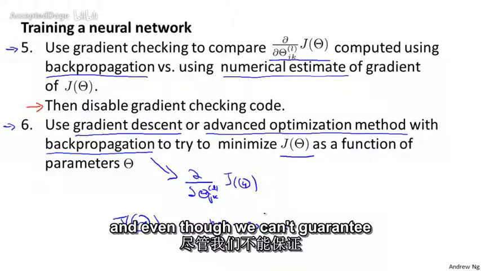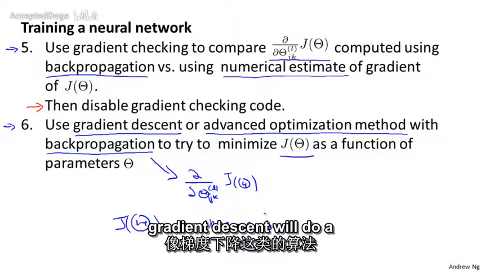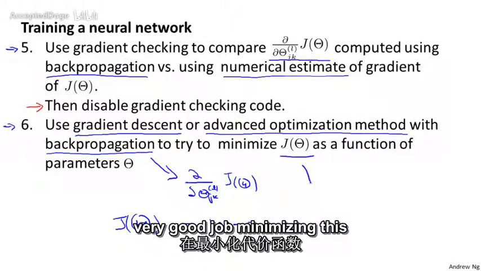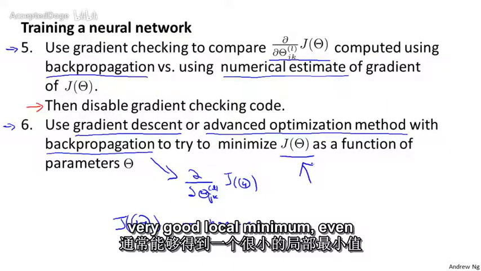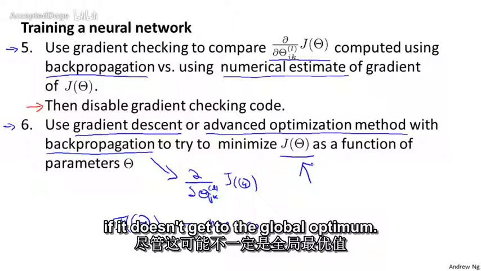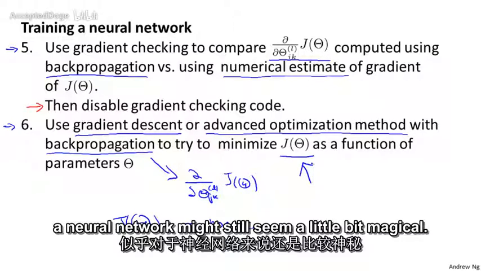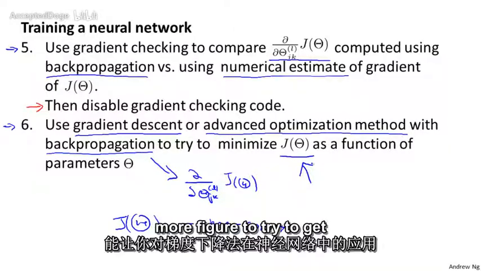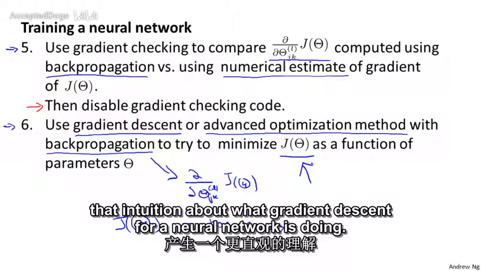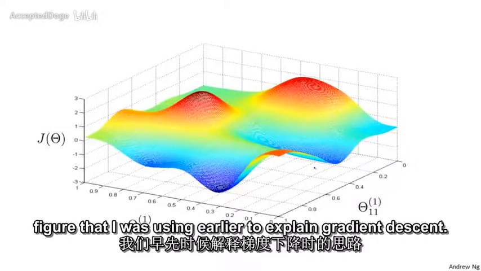And even though we can't guarantee that these algorithms will find the global optima, usually algorithms like gradient descent will do a very good job minimizing this cost function J of theta and get to a very good local minimum, even if it doesn't get to the global optimum. Finally, gradient descent for a neural network might still seem a little bit magical. So let me just show one more figure to try to get better intuition about what gradient descent for a neural network is doing. This was actually similar to the figure that I was using earlier to explain gradient descent.